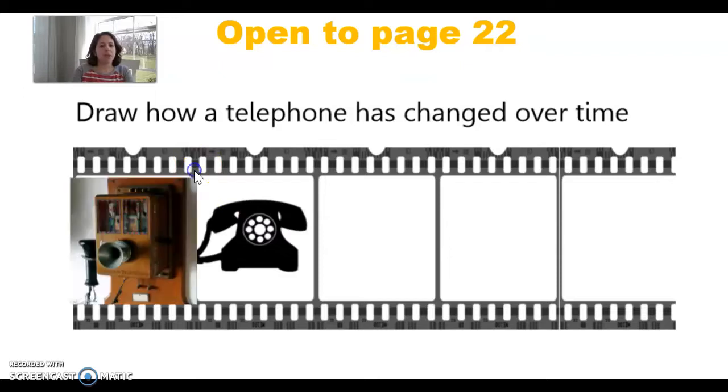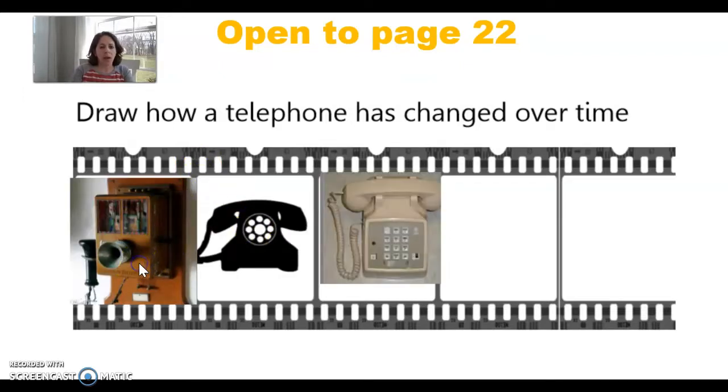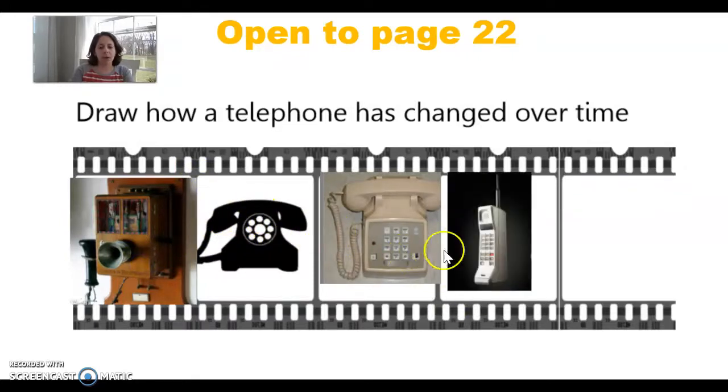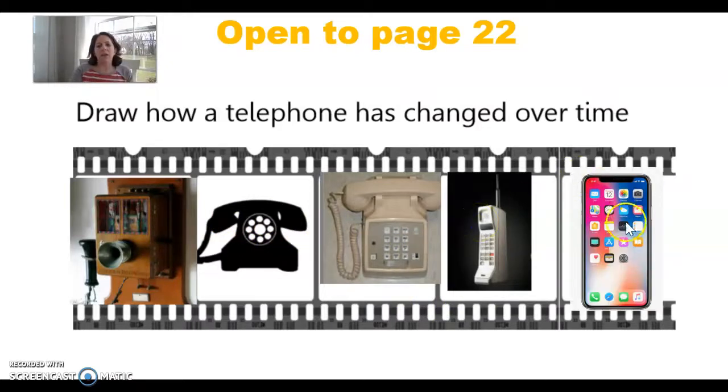All right, so maybe you said that before the rotary phone, we had something that was attached to the wall. And then after the rotary phone came something with buttons. And then we had our first cell phone, which was also known as the brick. And then finally, we had these modern day cell phones and the iPhone. So we know that things have changed over time.